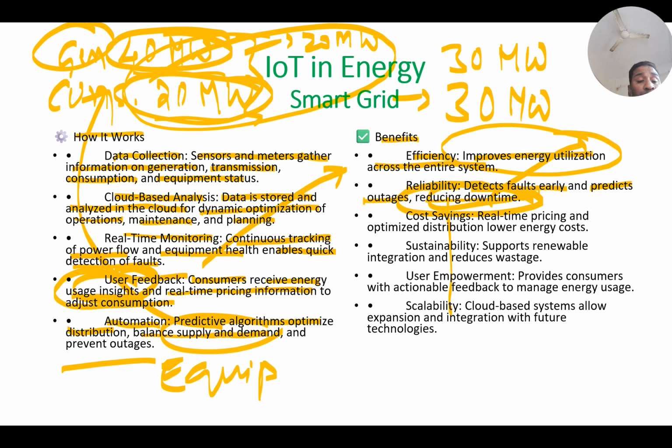Now cost saving, of course, when there is no wastage, real time pricing and optimized distribution lower energy costs. I have given the example of the air conditioner. Now sustainability, of course. We are dependent on non-renewable forms of energy; here coal is a non-renewable form of energy. This system helps in integrating the renewable sources of energy also, which we will be discussing in the next application. Renewable means one which can be replenished quickly, for example wind energy, solar energy, all those things.